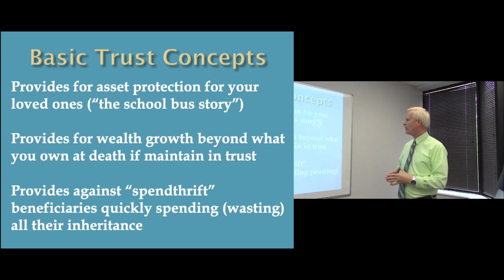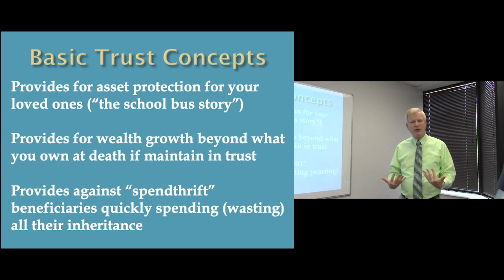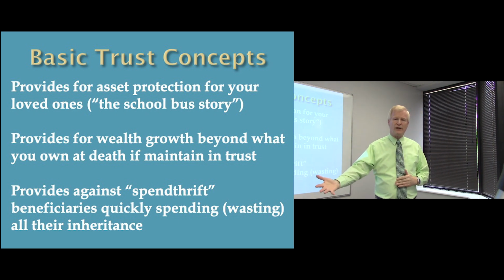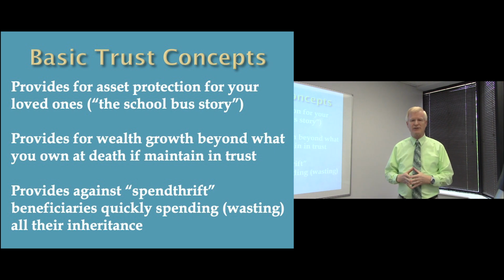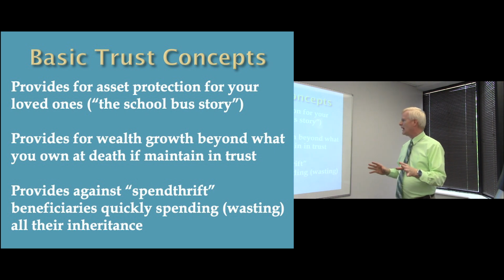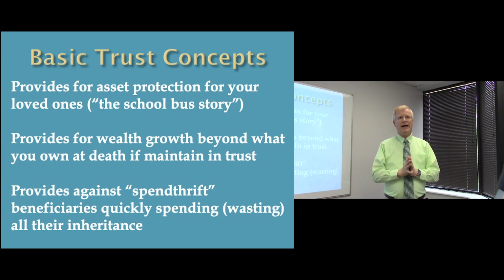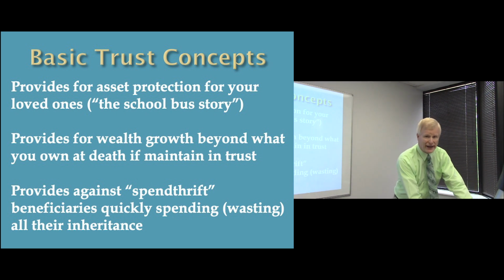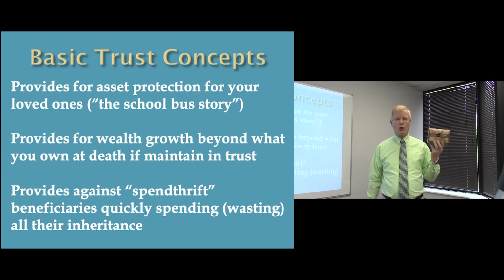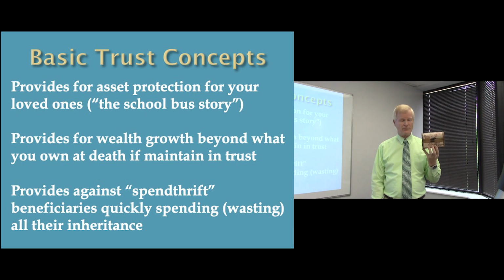All right, it also can provide for asset protection. Not for you, but for your loved ones after you're gone. And I'll go into this in a moment of how that works. We use the school bus story. So with the school bus, it always starts with the fact that, remember, we cannot protect our own assets that are in our own revocable living trust.